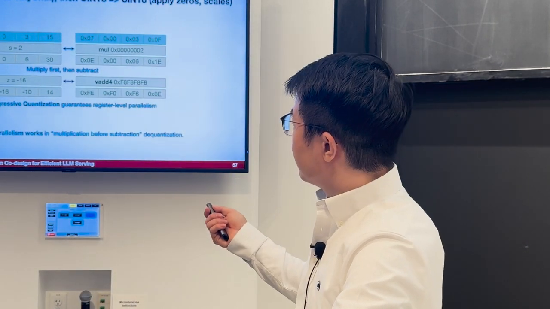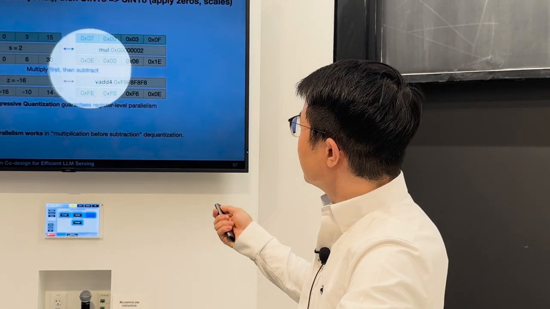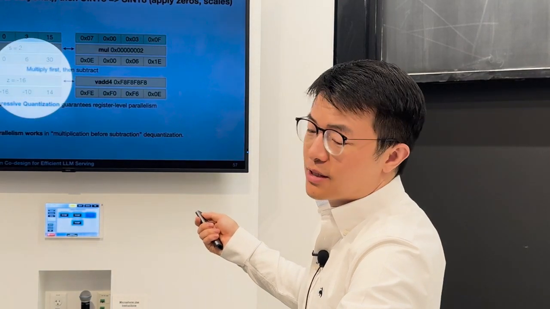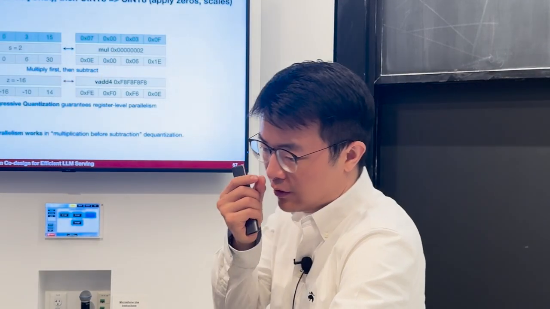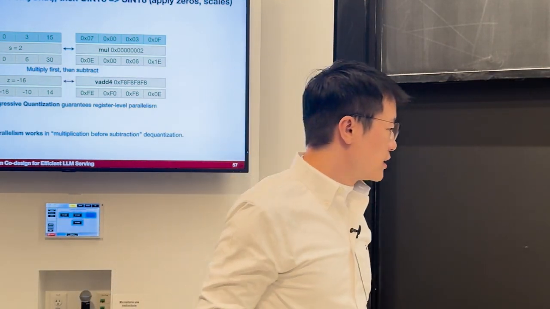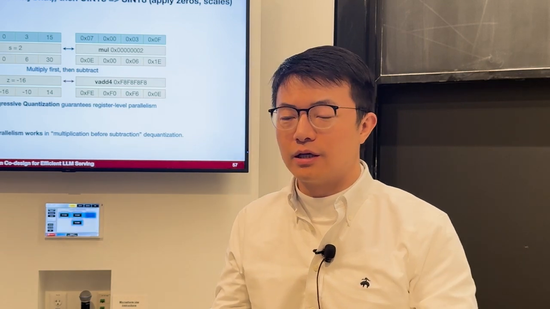This can actually be solved by multiplying first. We first multiply with 2 and then subtract minus 16. And this will lead to no overflow. So the sequence matters. If you want to calculate something like scale and then subtract, versus subtract and then scale, that does make a difference at low precision.